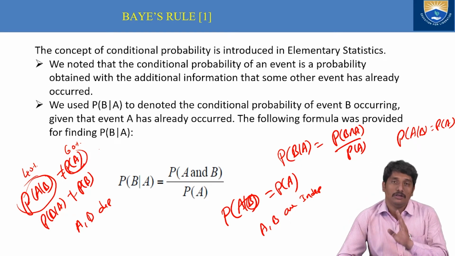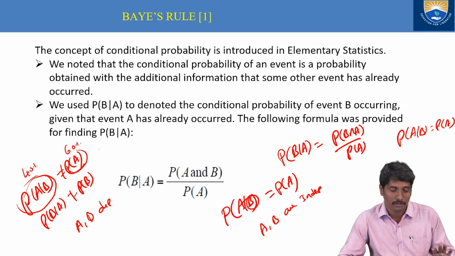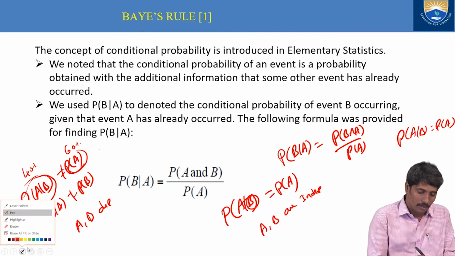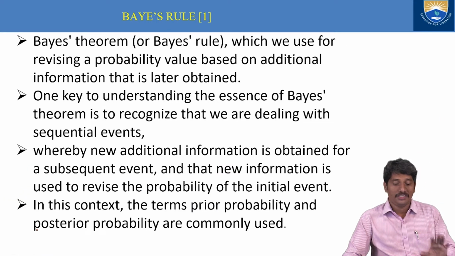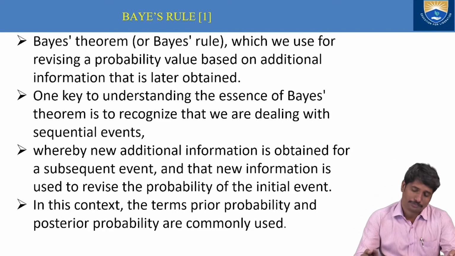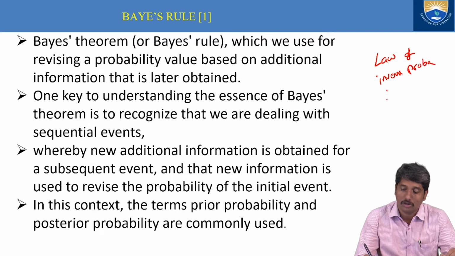So conditional probability is nothing but, under a condition B, or given that B has already happened, what is the chance of happening of A? Now, Bayes' theorem or Bayes' rule or Bayes' law, we call it with several names. It is familiar in the world by some names, which we use for revising probability values based on additional information that is later obtained. That means Bayes' rule is also known as the law of inverse probability or law of causes.